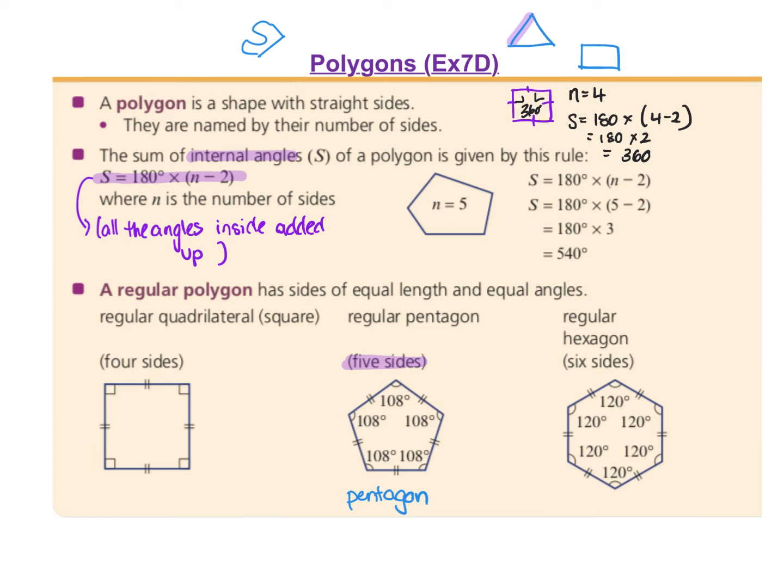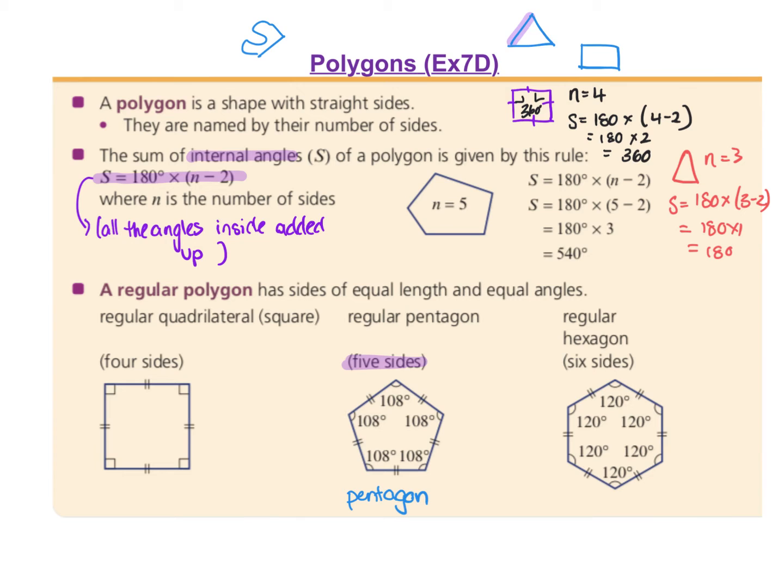What about if we had a triangle? How many sides does a triangle have? 3. So if I was adding it up, I'd have S equals 180 times 3 minus 2. So it ends up being 180 times 1, which is 180. What do the angles inside a triangle add up to? So can you see how it works? I'm just showing you that it works.